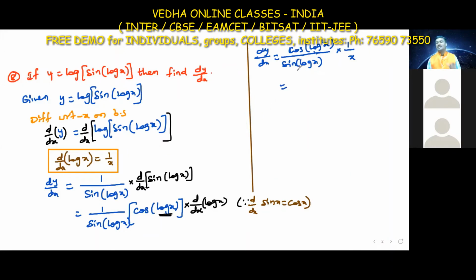Now, cos by sine is cot. So we can write it as cot of log x, and into 1 by x, we can write it as divided by x. Understood? This is the value of dy by dx, the required derivative.